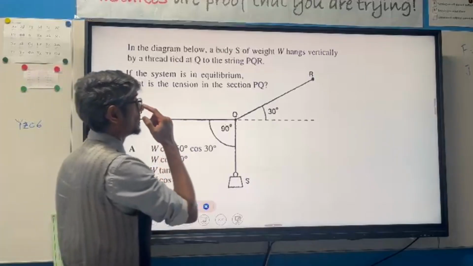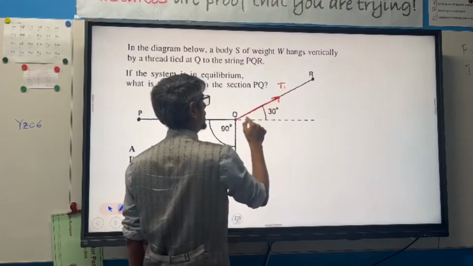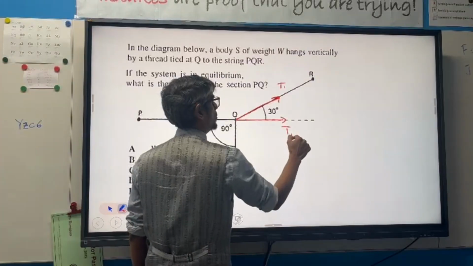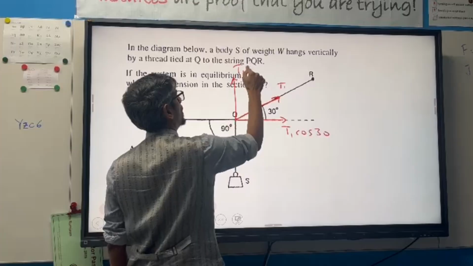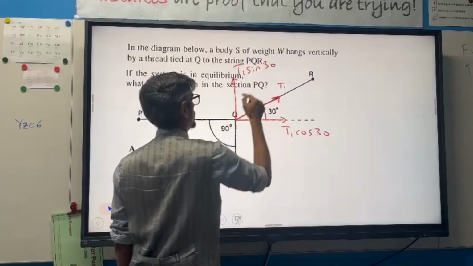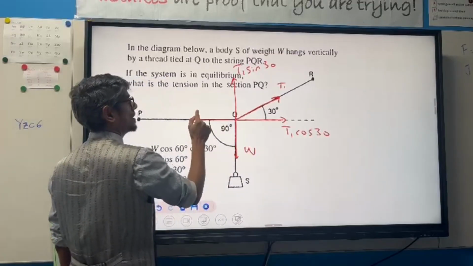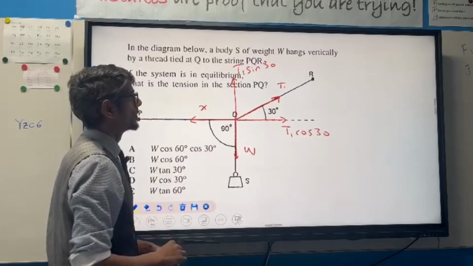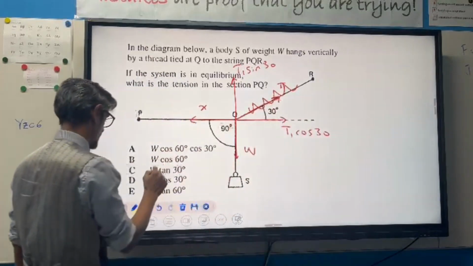Okay, right. I want to do it in the other method. So the other method would be this. I said this is T1, so this would be T1 cos 30. This would be T1 sine 30. So all I'm doing is resolving. This is W, and this is, let's say X as my unknown. So what I've done, I've resolved this T1. It's no longer part of it now because I've resolved it.